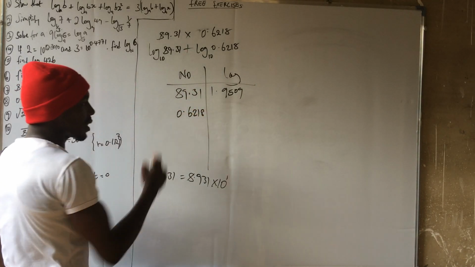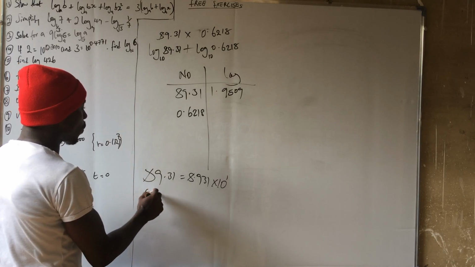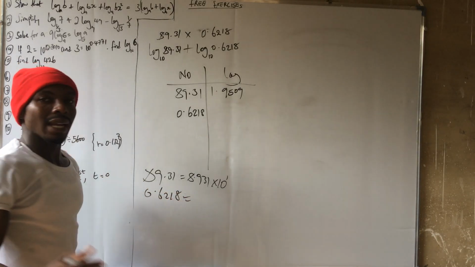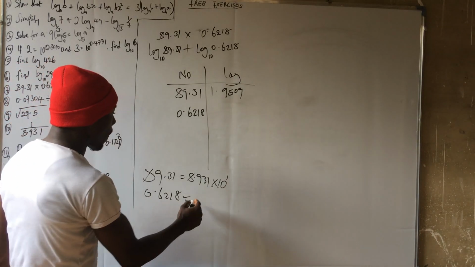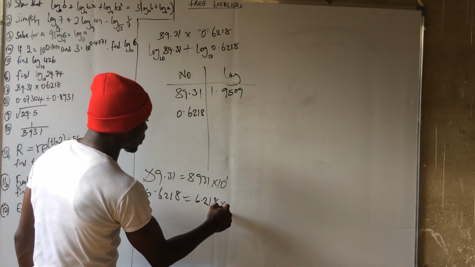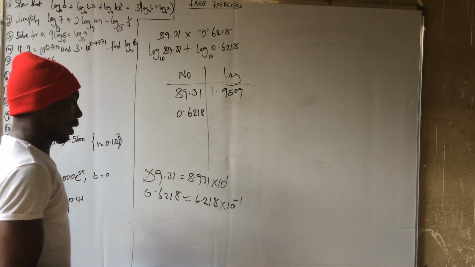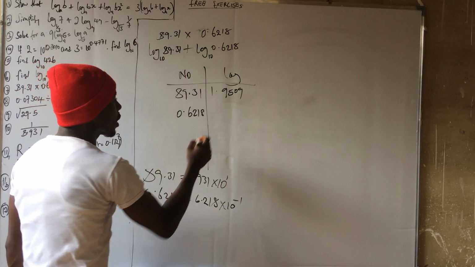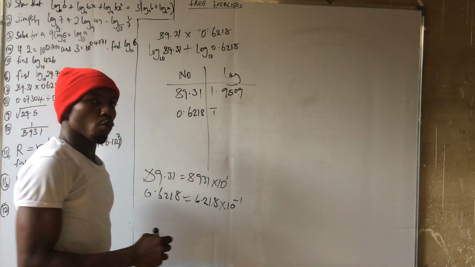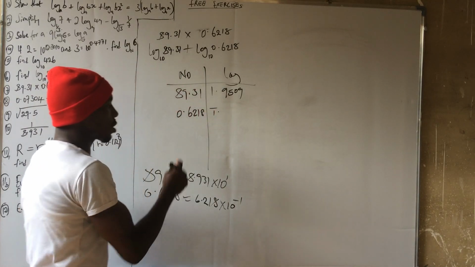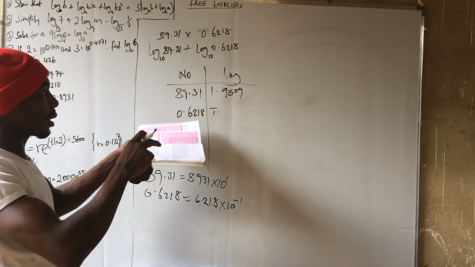So we go to the next one, 0.6218. We express this in standard form: it is 6.218 times 10 raised to the power negative 1. So what is our characteristic here? It is bar 1, which is the same thing as -1. But there's something I'm going to explain after I finish getting this.